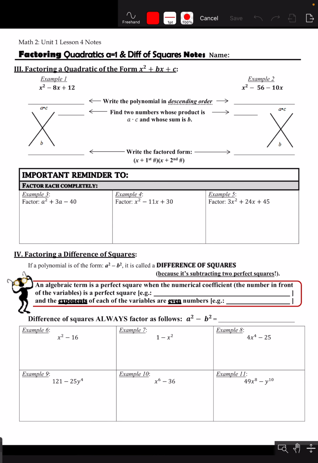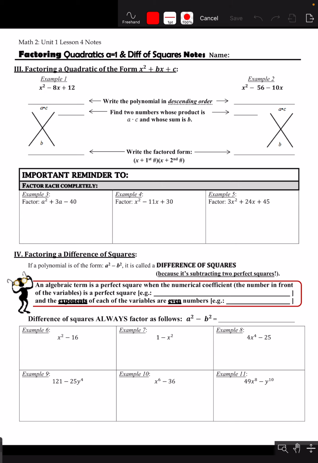Okay, so what we're going to look at today is factoring quadratics where a is 1 and difference of squares. Up until this point, we have factored by grouping, which is when you have 4 terms. We factored using a GCF, which can be 2 terms or more. And GCF is the thing that you always, always, always want to do before doing anything else if you can.